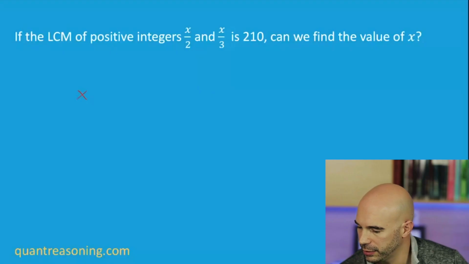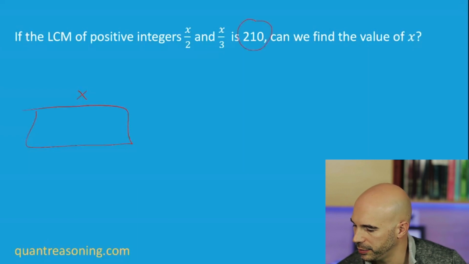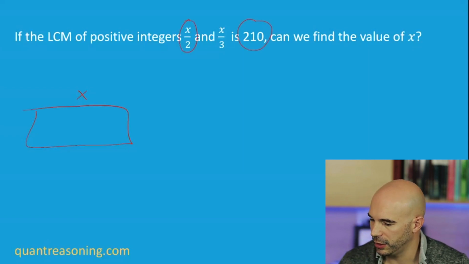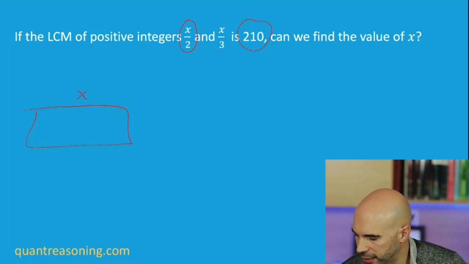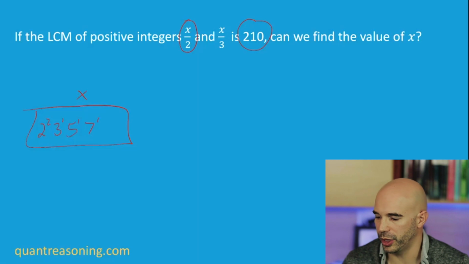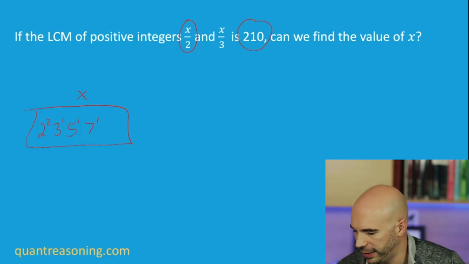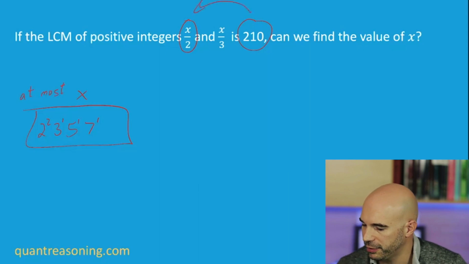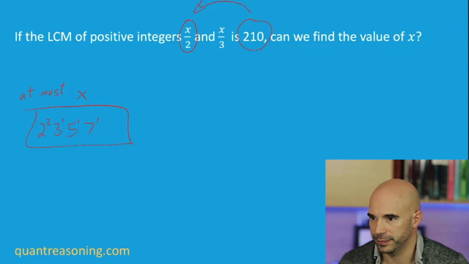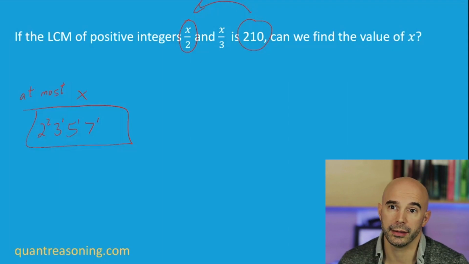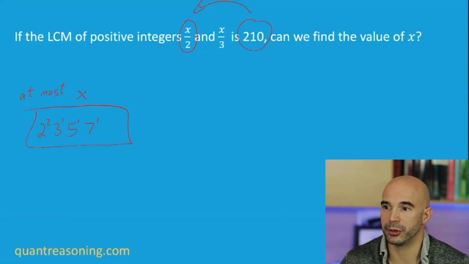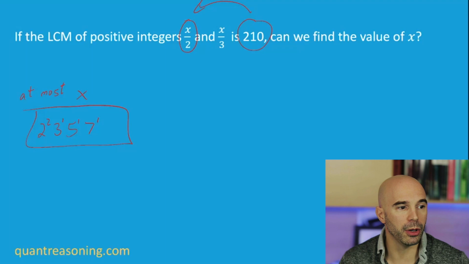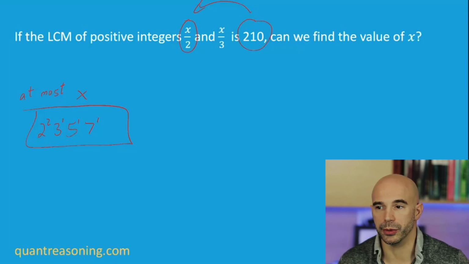At most, since we know that this is a multiple of this, we can say that at most X has this. This is the most that X could possibly have. I'm not saying this is X, I'm saying just from the fact that 210 is a multiple of half of X, at most X is this. By the way, X could be 1. No, not 1. X could be 2. Just from looking at this part, just from saying 210 is a multiple of X over 2, X could be 2. So at most X is this, at least X is 2.